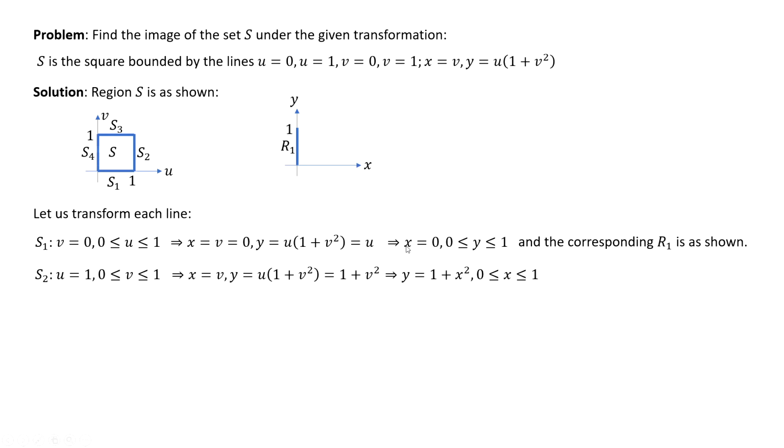Over here, we had x equal to 0. That was our line, end of the story. And there were bounds on the y. Here, we have y equals 1 plus x square. And the bounds on x are that x lies between 0 and 1. Right? So, use all the transformations and eventually get to this thing. Now, we are not done yet. We need to now interpret this graphically.